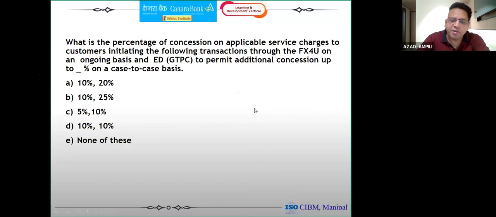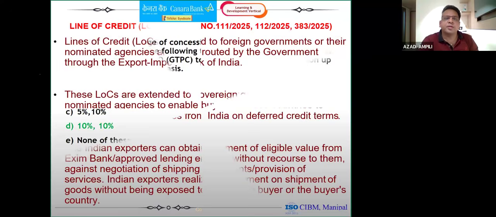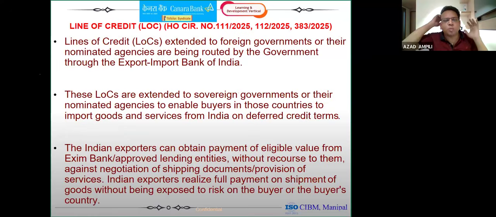Yes. Everybody's right. Adya is right. Priya is right. Vidya is right. Very good. The answer is 10%. Yes. Gira is also right. Very good. Now, LOC. LOC is what?